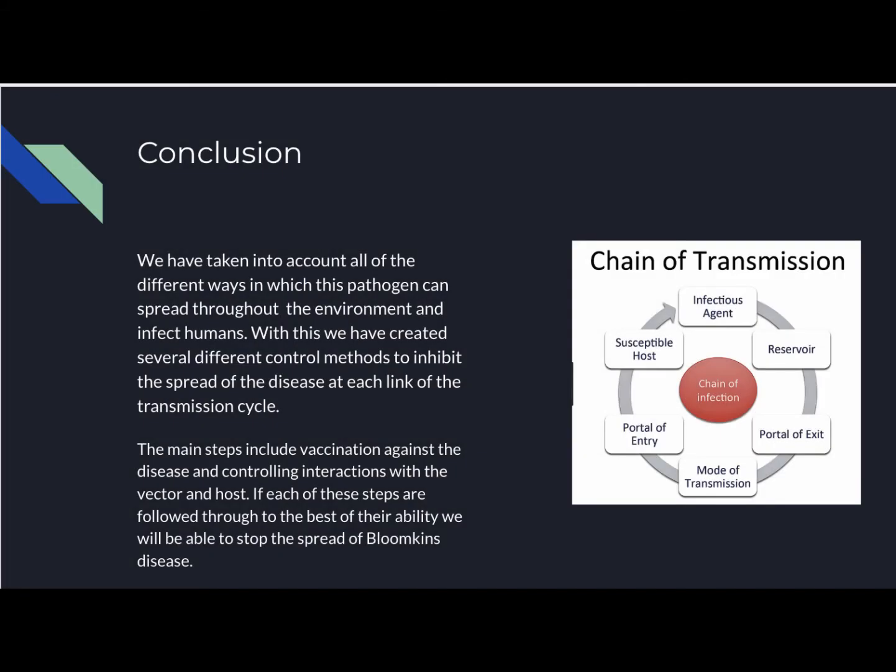In conclusion, we have taken into account all the different ways in which this pathogen can spread throughout the environment and infect humans. With this, we have created several different control methods that inhibit the spread of the disease at each link of the transmission cycle. The main steps for our plan include vaccination against the disease and controlling the interactions between the vector and the human host. If each of these steps is followed through to the best of their ability, we will be able to stop the spread of Blumkin's disease and hopefully save thousands of lives.